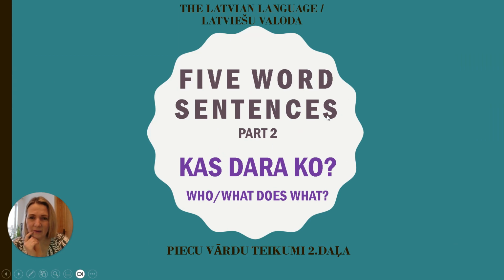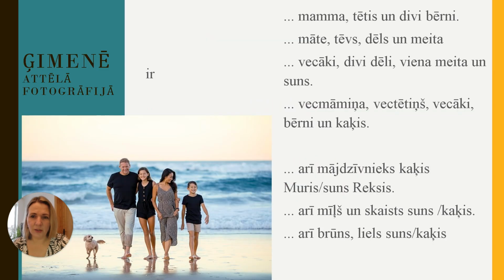Tātad, kas dara ko? That's the basic structure of the sentence. In the exam, usually you have to describe one family's lifestyle, like who is in this family. Usually there is one pet as well, and their hobbies, professions, free time activities, free time together, and things like that.